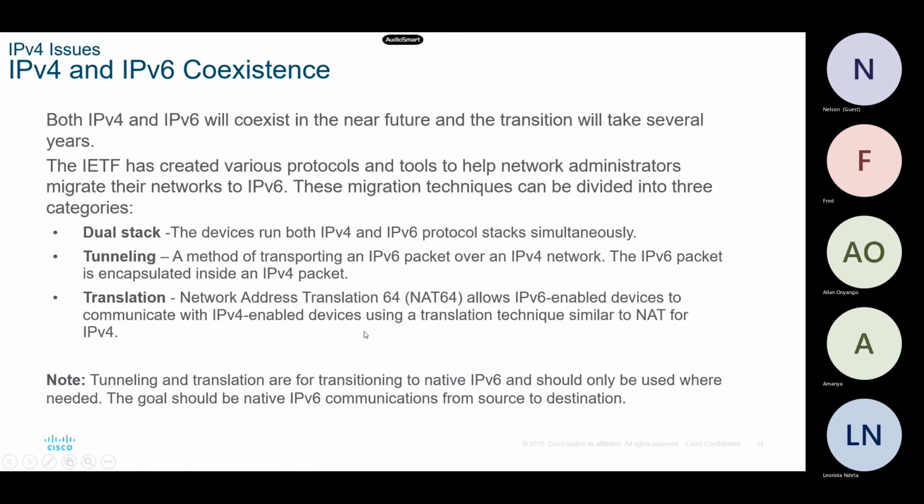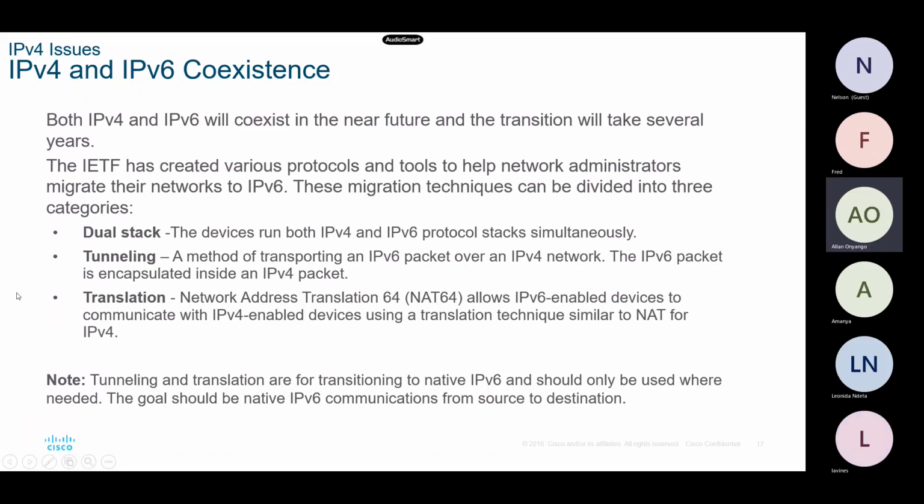Now, we do not have such things as translation in IPv6, and that's why NAT itself is not in IPv6. So please note how to identify these three transition methods: dual stack, tunneling, and translation. These are very, very important.